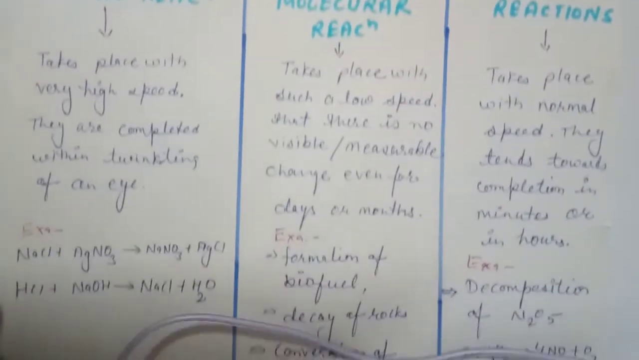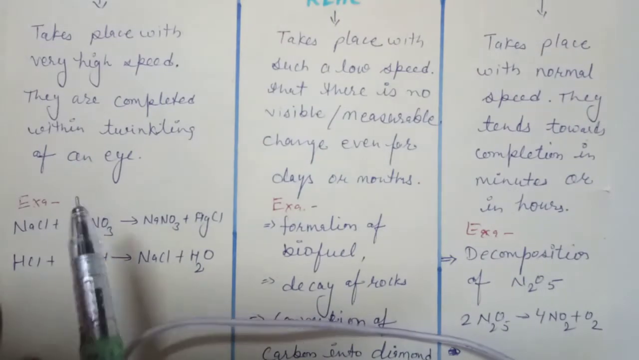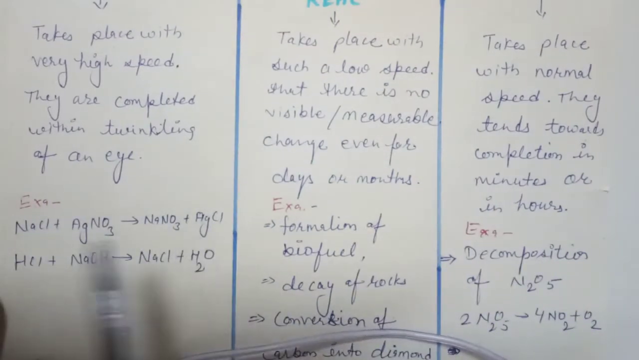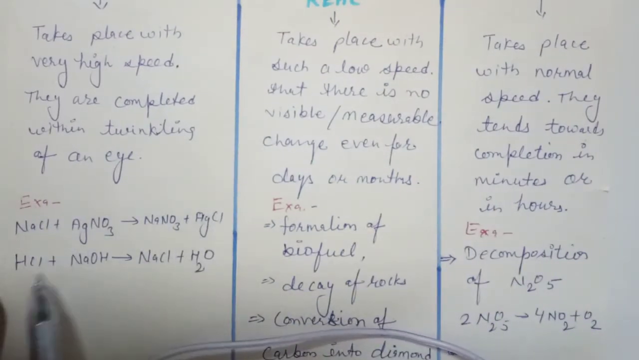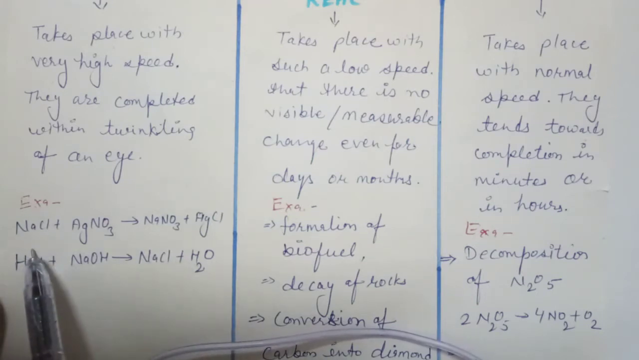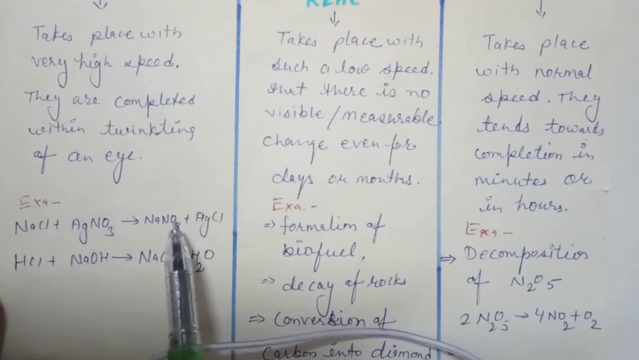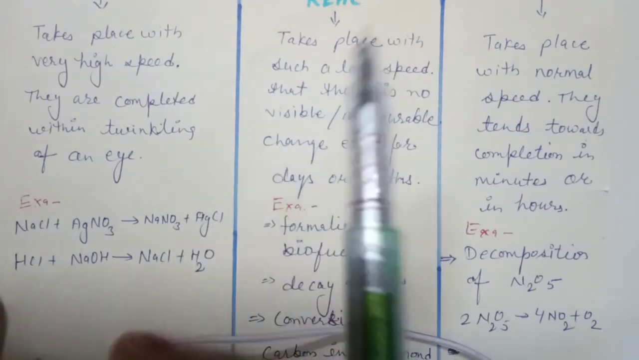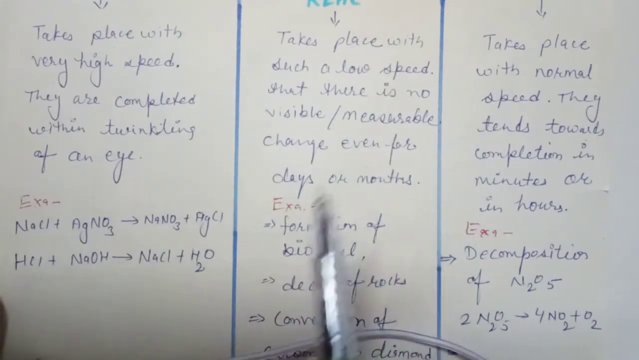Okay, examples of these reactions. See, example here, ionic reactions. All ionic reactions, such as the reaction between acid and base, HCl plus NaOH gives NaCl plus H2O, or NaCl plus AgNO3 gives NaNO3 plus AgCl. Within seconds, the reaction is completed.